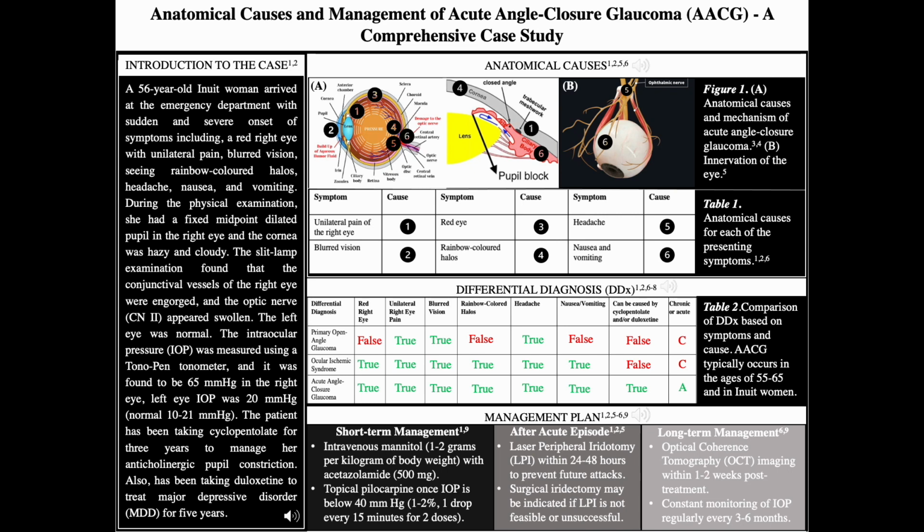Continued monitoring is essential for long-term prevention of vision loss. Optical coherence tomography imaging is conducted within 1 to 2 weeks post-treatment to assess the structural integrity. Also, there is regular monitoring of IOP every 3 to 6 months to allow early detection of recurrence or progression, ensuring timely intervention. This is the evidence-based treatment timeline for acute angle closure glaucoma.